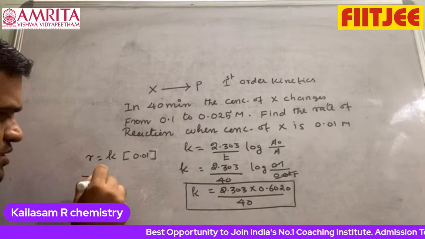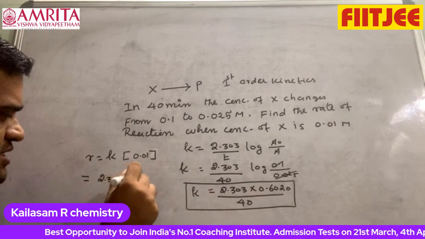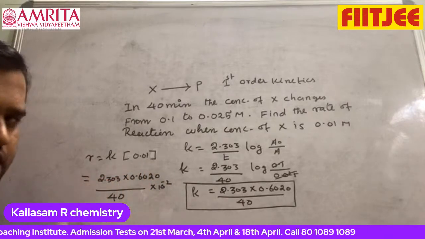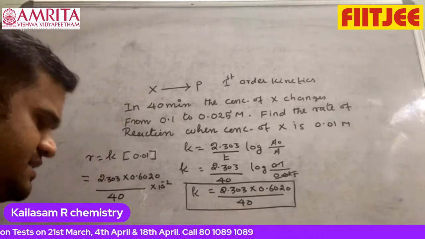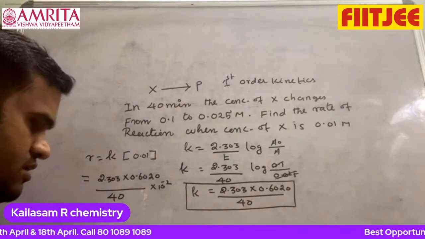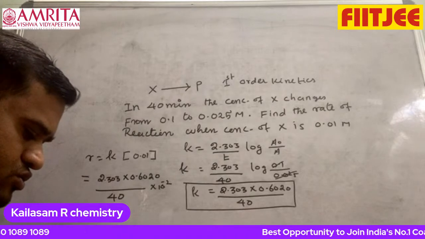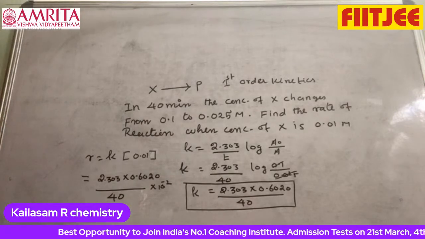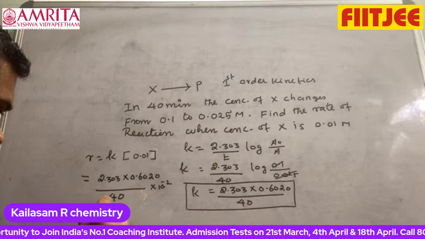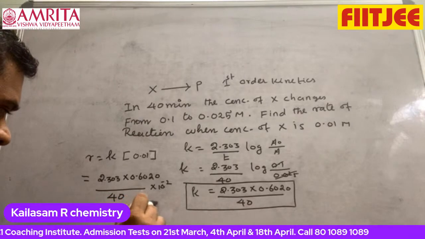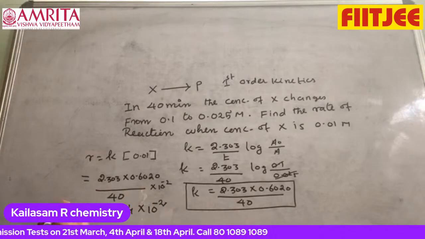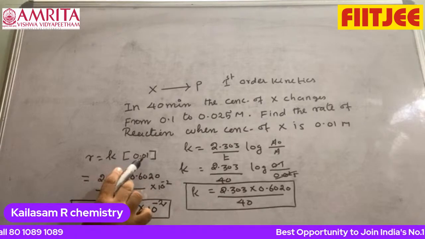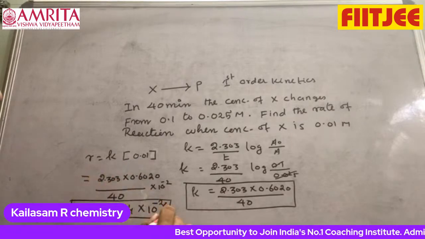Now the K value is 2.303 into 0.6020 into 10 power minus 2 by 40. If I simplify, 2.303 into 0.6020 divided by 40, we are getting the answer of 0.034 into 10 power minus 2. The unit of rate is molar per minute.